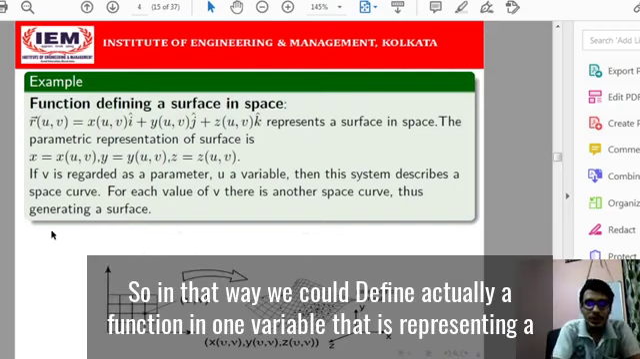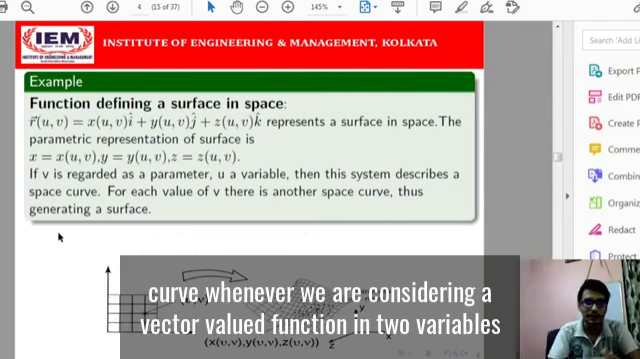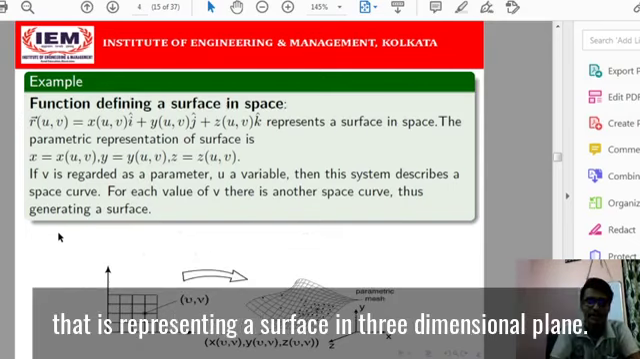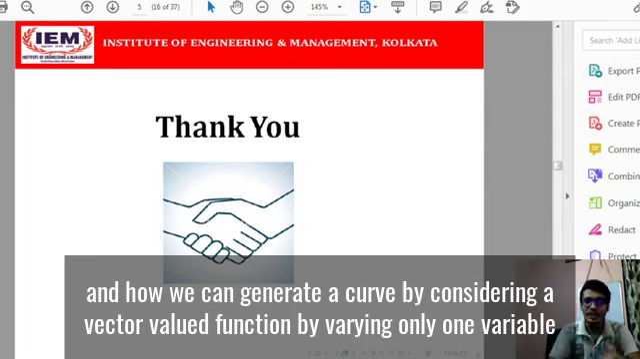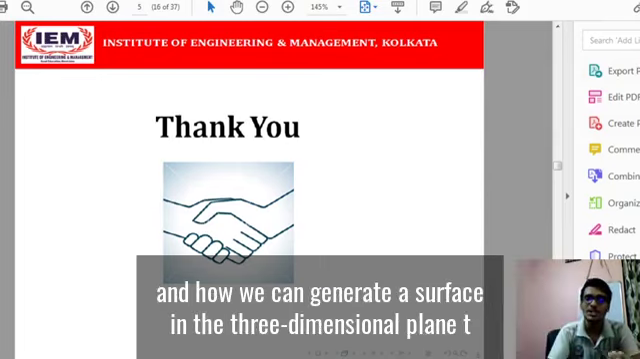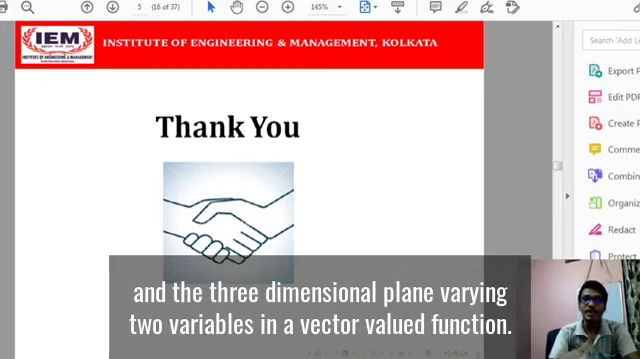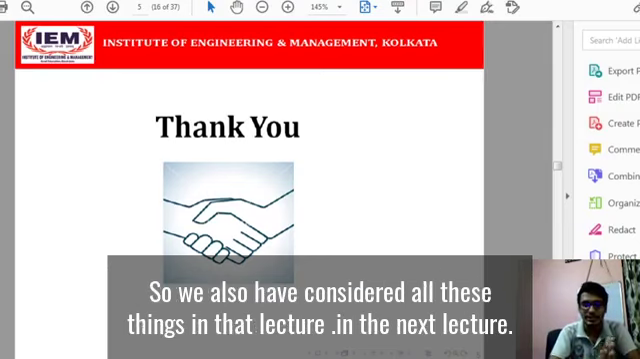Okay, so in that way we could define a function in one variable that represents a curve. Whenever we consider a vector valued function in two variables, that represents a surface in three dimensional space. So that is all about the scalar function, the vector function, and how we can generate a curve by considering a vector valued function varying only one variable, and how we can generate a surface in three dimensional space by varying two variables in a vector valued function. So we have considered all these things in this lecture.